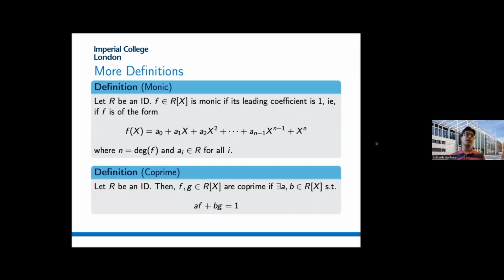So what does it mean for a polynomial to be monic? That simply means the leading coefficient has to be 1. And we've got hundreds of millions of examples of monic polynomials. So you can always think of those.